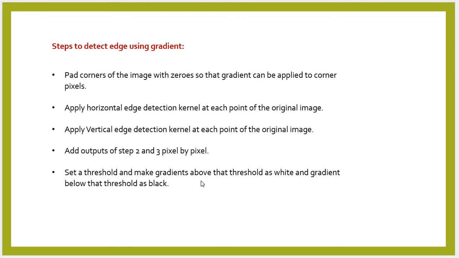Then set a threshold and make gradients above the threshold white and gradients below that threshold black. Then edges can be seen using white pixels, and if there is no edge then it will be black.